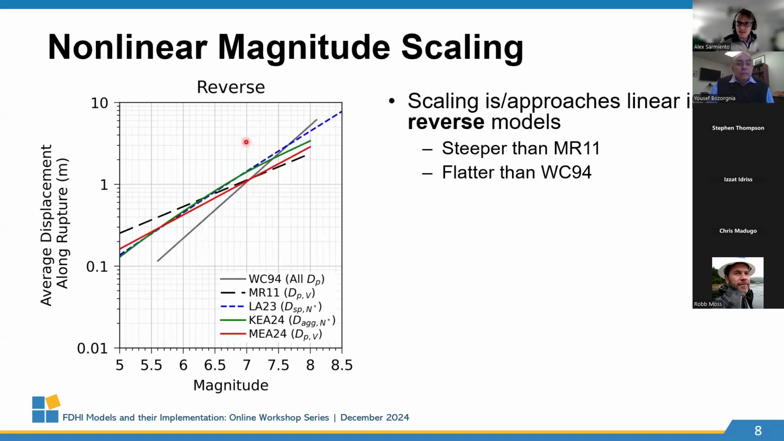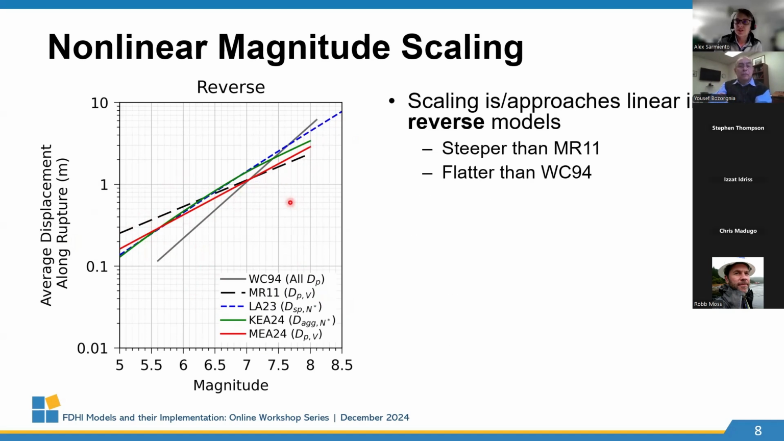For reverse faulting, the magnitude scaling approaches linear, or is linear, in the new models. This is the same type of plot for reverse faulting with the average displacement along the rupture on the y-axis. The dashed black line is the magnitude scaling from the 2011 Moss and Ross paper. Again, the newer models are in the brighter colors, and they have steeper scaling compared to Moss and Ross 2011. But compared to the Wells and Coppersmith all styles of faulting, the newer models are flatter.